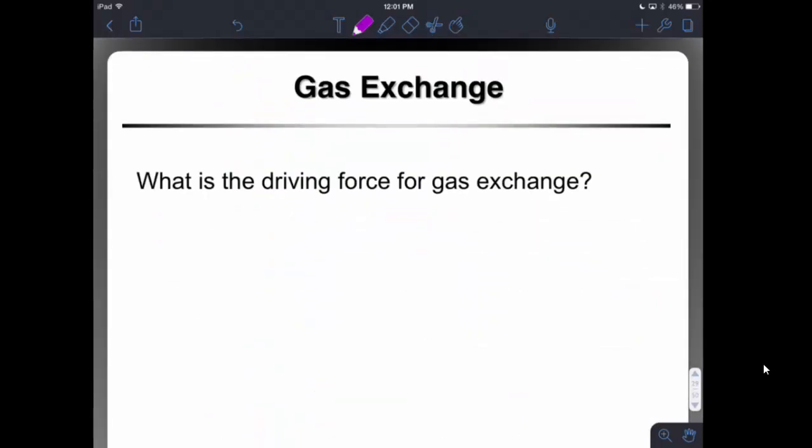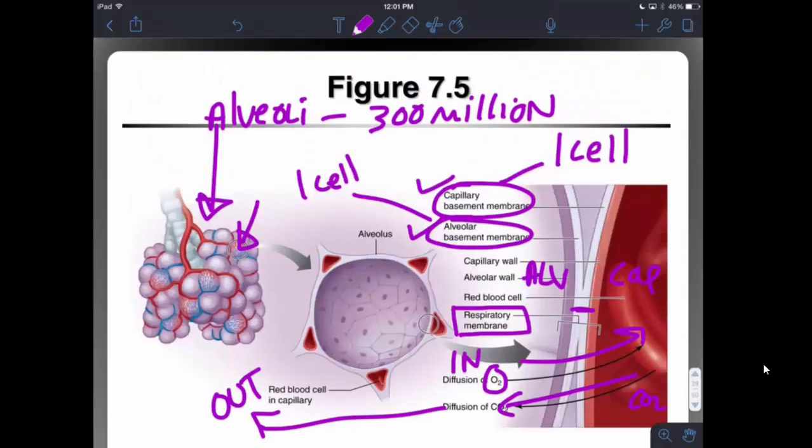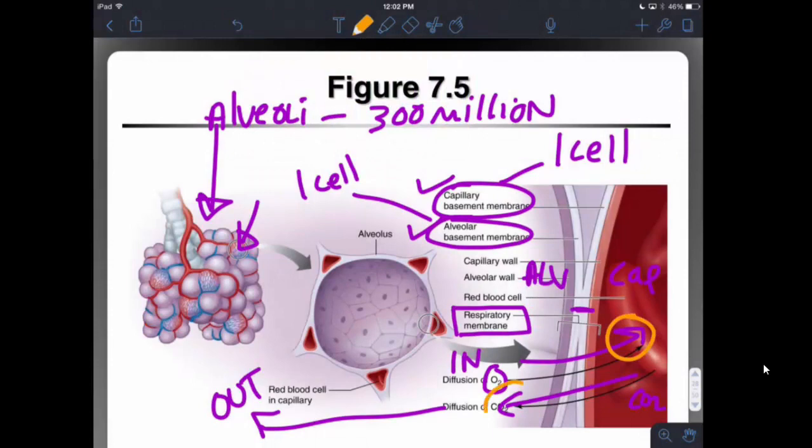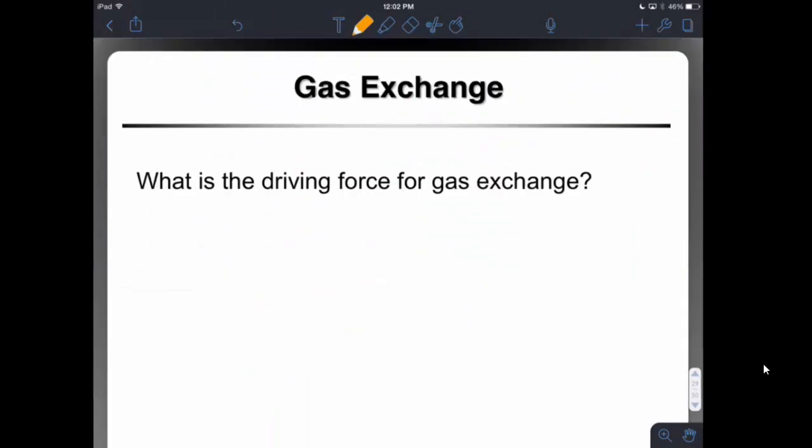So, what is the driving force for this gas movement? Why is oxygen coming in? Why is CO2 going out? Why does it move in the direction that it moves? Why do they move in these directions and not in the reverse direction? Well, it shouldn't surprise you that the driving force for gas exchange is a pressure gradient.